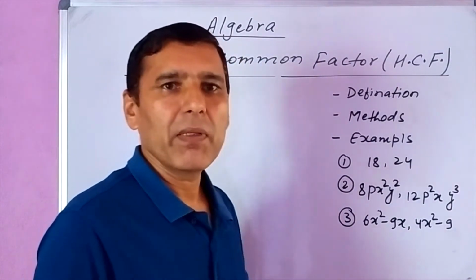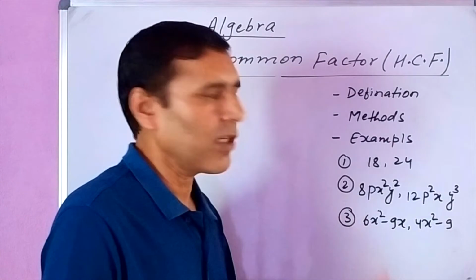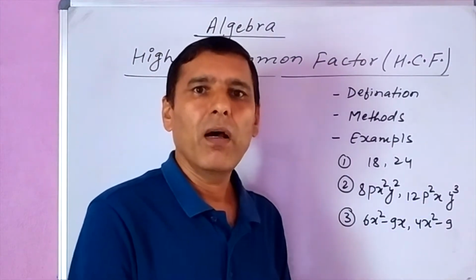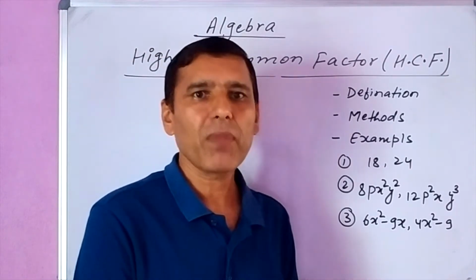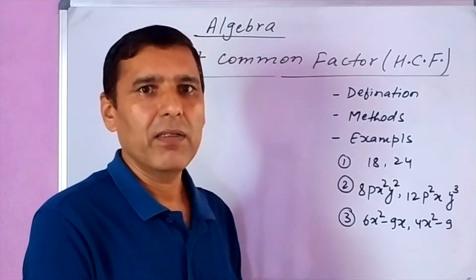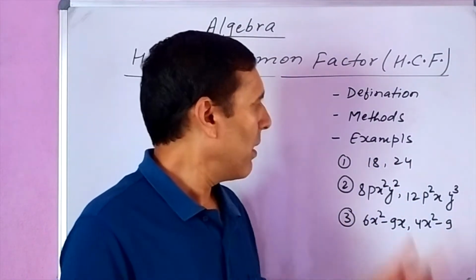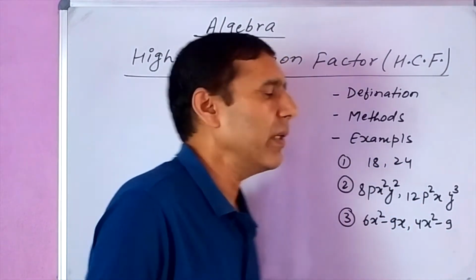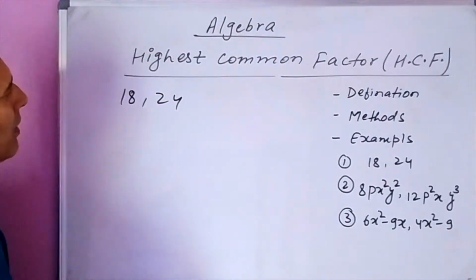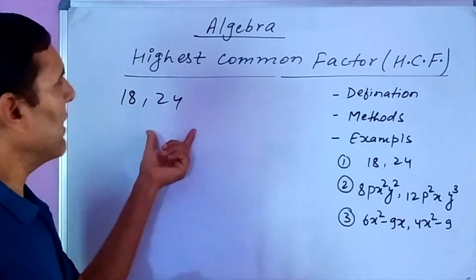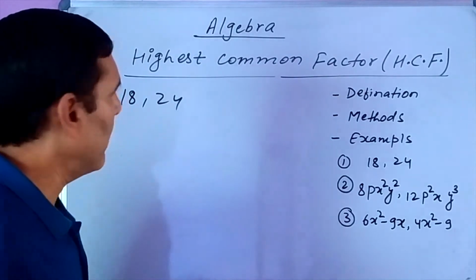To build up the concept, because I found most of the students can solve the problems on HCF and get good marks in the exam as well, but don't know the meaning of HCF, the highest common factor. So I am trying to make it clear with the help of two numbers, 18 and 24. As we are finding the HCF of these two numbers by the factorization method, here we find the prime factors of both the numbers.